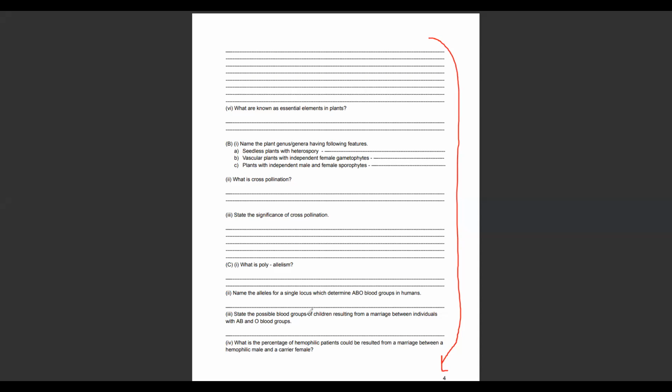Right. What are known as essential elements in plants? Essential elements and non-essential elements. For the plant's nutrition, they need different nutrients. Before that, what is nutrition in plants? It is the process of acquiring raw materials and energy from the environment for the metabolic activities of the organism. Plants need nutrition for their growth, development and reproduction, right?